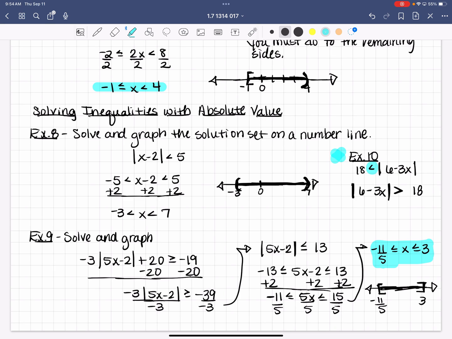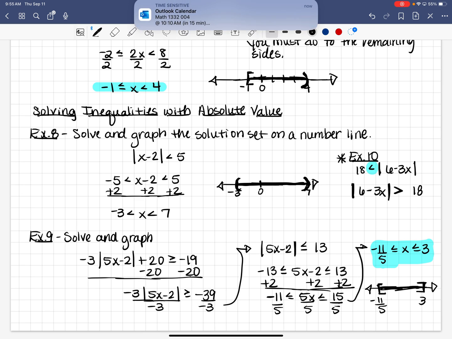I'll post this worked out, and I'll make an extra little video where I'm working out example 10, okay? So that you know how to do it and you can view it, all right? Because it is a little tricky. They go different directions on the graph, okay? But I'll work it out and I'll post it on the notes in Canvas, okay?